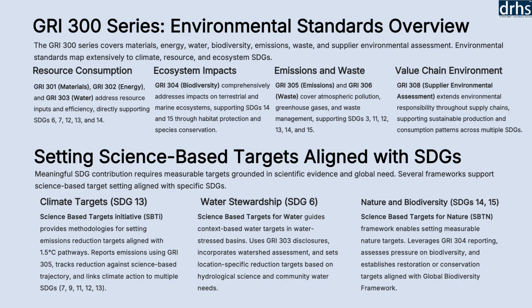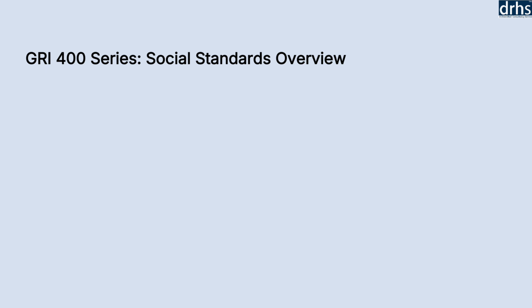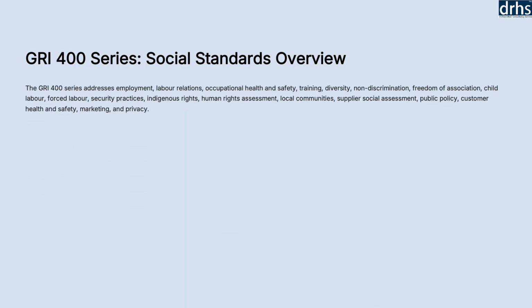Slide 5, GRI 400 Series, Social Standards Overview. The GRI 400 series, Social Standards, provides a comprehensive framework for reporting how organizations manage their impacts on people, workforces, and communities. These standards address employment practices, labor rights, human rights, customer well-being, and community impacts, enabling organizations to demonstrate alignment with key Sustainable Development Goals, SDGs, such as decent work, reduced inequalities, gender equality, and strong institutions.